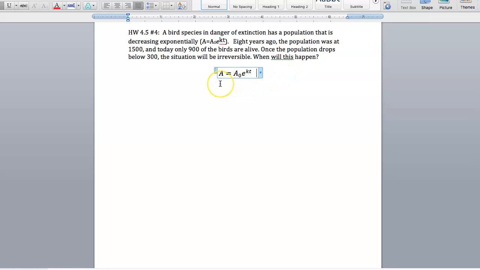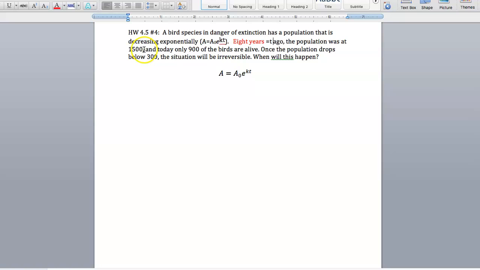Here's our exponential model. A equals A0 times e to the kt. Formulas like this are kind of fill in the blank style, so we just need to figure out what goes in what spot. So reading through, I'm going to notice 8 years. Well, that sounds like a length of time. So when we go to fill things in, 8 years is going to go where t is for time.